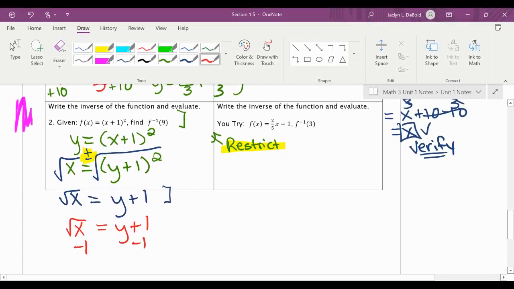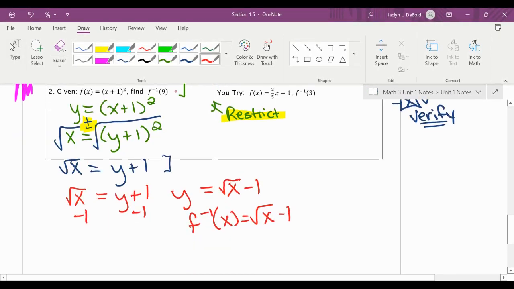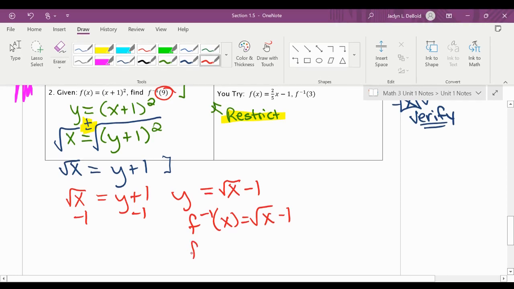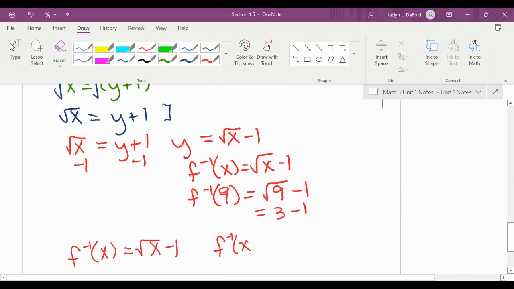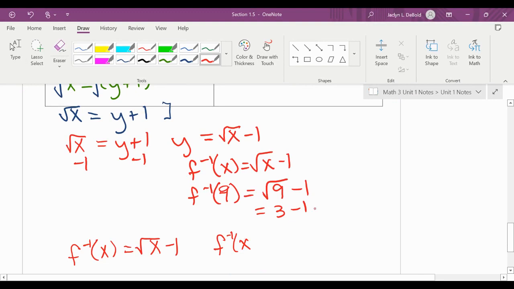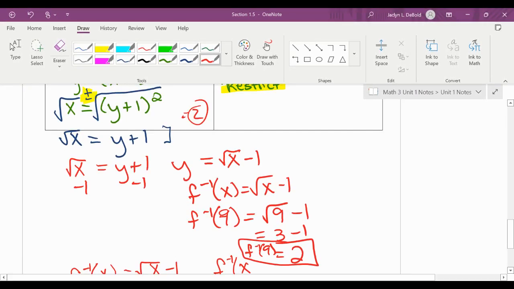We're going to subtract. So this would be my inverse. And then I want to evaluate f inverse of 9. So I'm going to put a positive 9 in here. So the square root of 9 minus 1. And we're going to get an answer of positive 2. So my answer would just be positive 2.